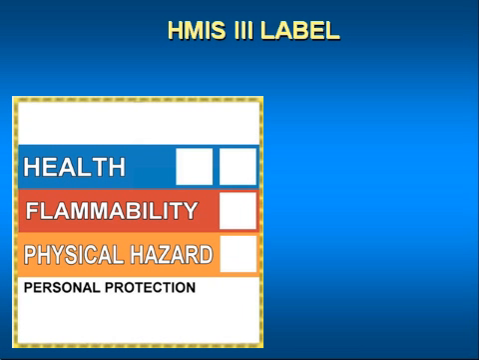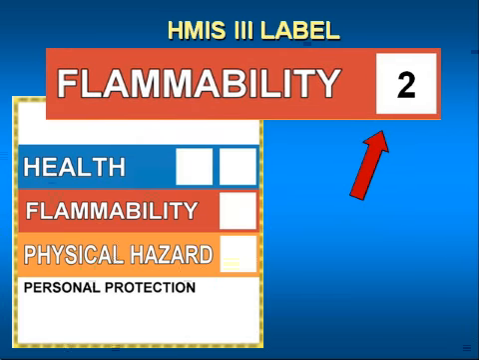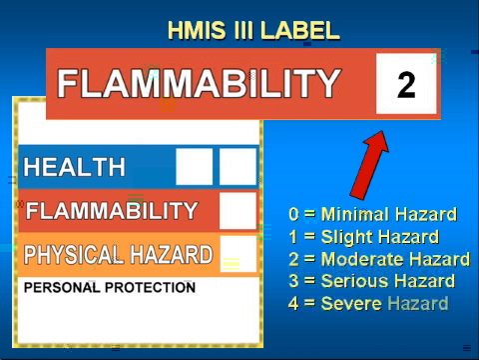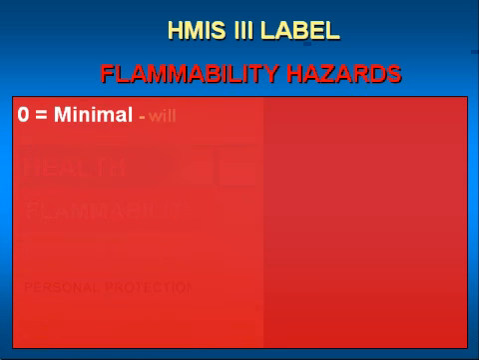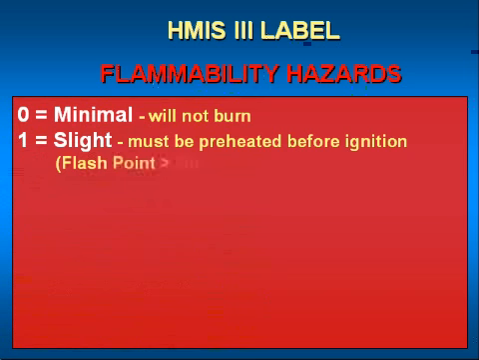On the HMIS label, the red section, or as I've referred to it earlier, the flammability section, once again uses the same numbering system from 0 through 4 to describe the severity of the hazard. The difference here, though, is that the number systems themselves are predicated off a flash point. As we can see in this slide, if there's a 0, this is a commodity that will not burn. If it's got a 1 in there, then of course it has to be preheated to over 200 degrees before it forms the vapors that can combine with oxygen and an ignition source and burn.